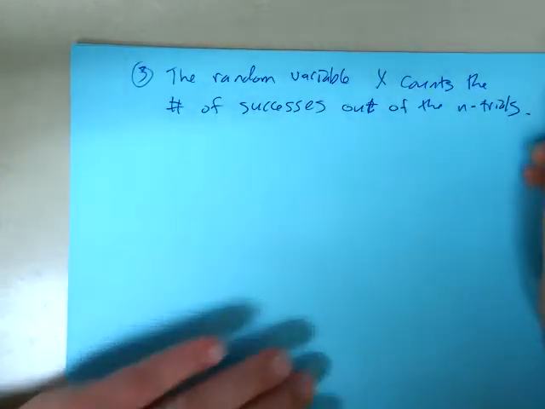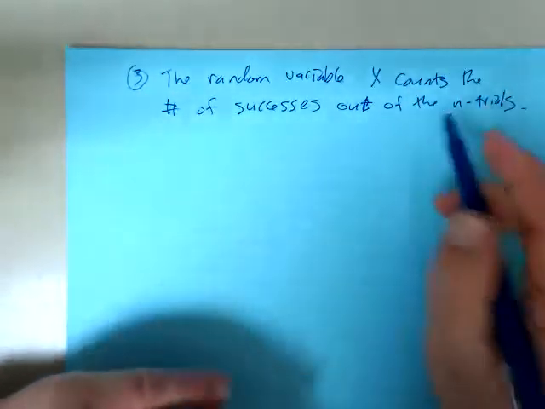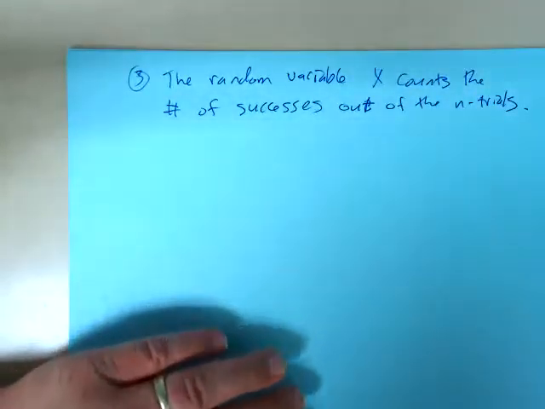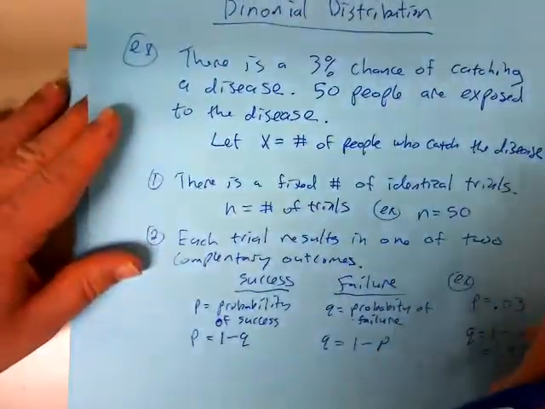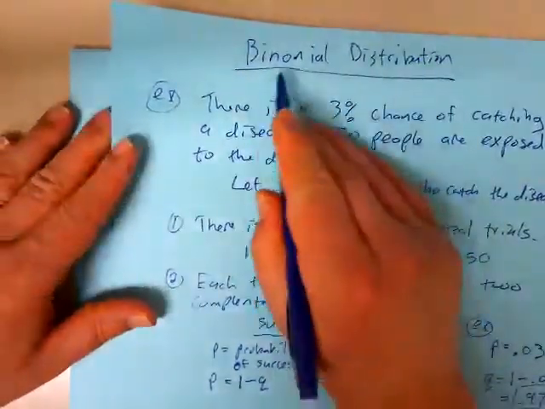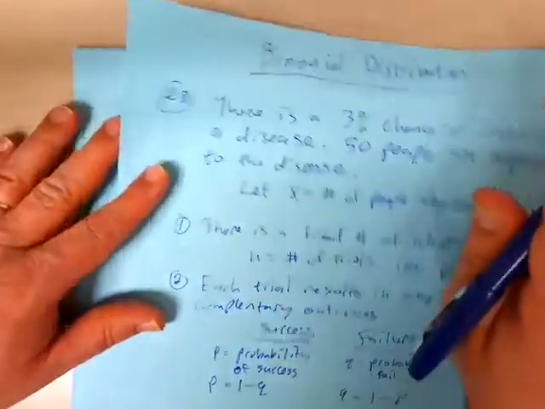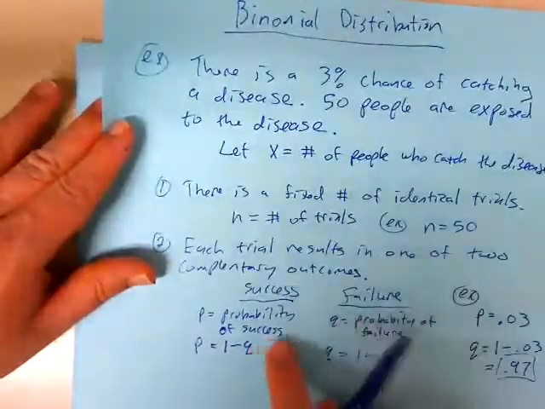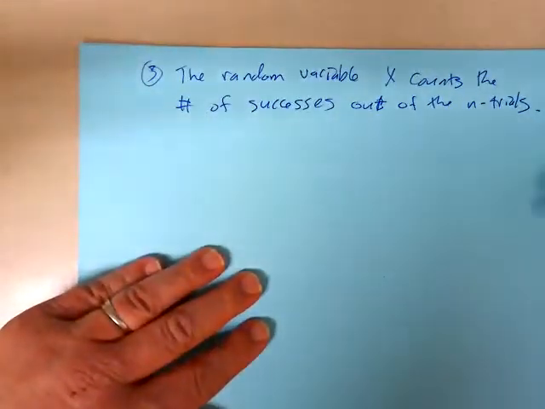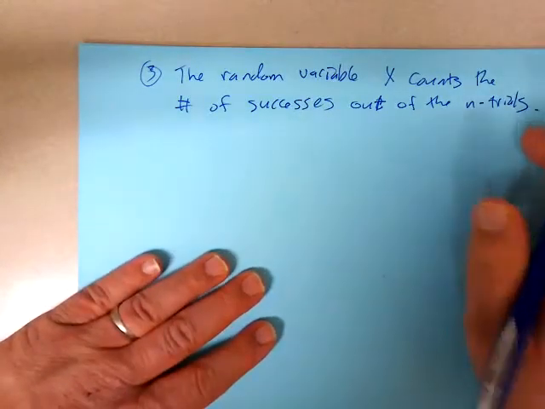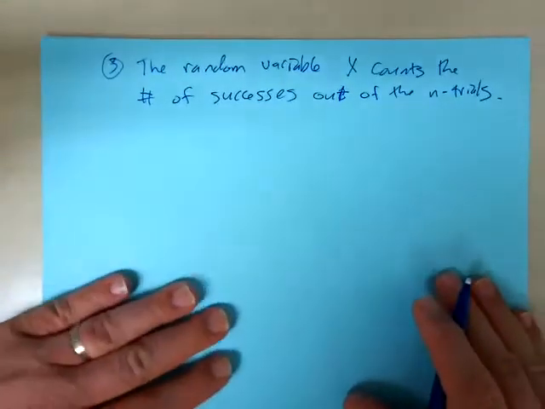Okay, so it's going to be binomial. The random variable X is binomial if it's counting the number of successes out of the n trials. So you have identical trials, and they result in one of two outcomes. In fact, that's why this is called binomial. Like a bicycle has two wheels, binomial has two outcomes here. One's a success, one's a failure. And then if X counts the number of successes, then X has a binomial distribution.